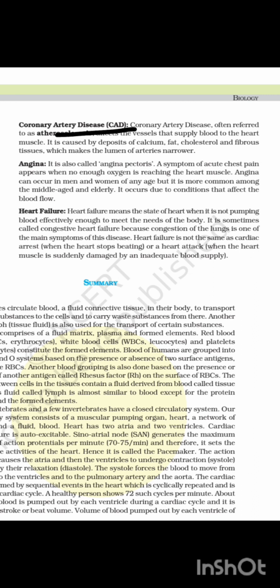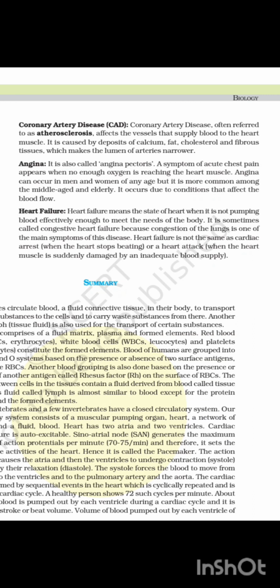Coronary artery disease (CAD). Coronary artery disease is often referred to as atherosclerosis. It affects the vessels that supply blood to the heart muscle. It is caused by a deposit of calcium, fat, and cholesterol in fibrous tissue, which makes the lumen of arteries narrower.